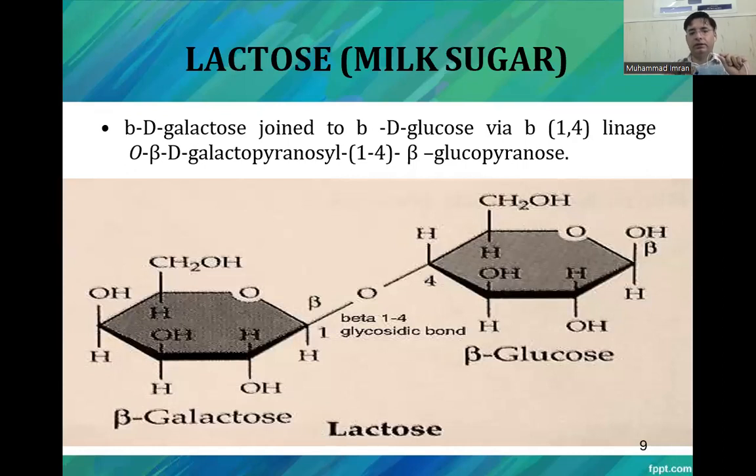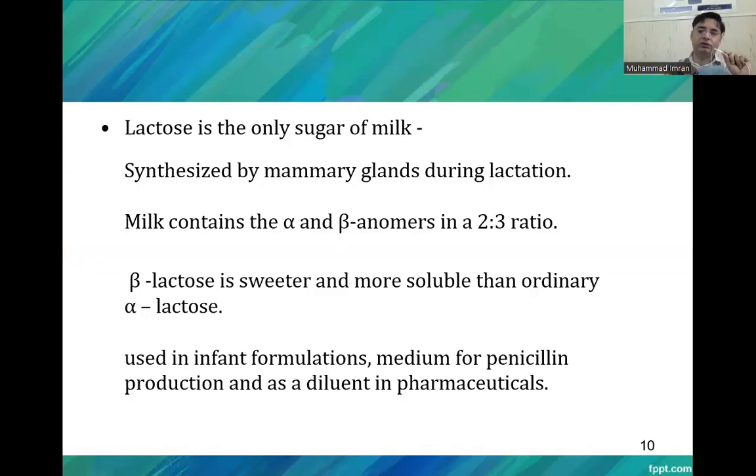Lactose, in which one molecule of galactose is linked to one molecule of glucose. Both glucose and galactose are in a beta configuration, meaning the first carbon hydroxyl group is in an upward direction with respect to carbon number 6. That's why it is known as beta 1,4 glycosidic linkage, and it is present at around 5% in milk.